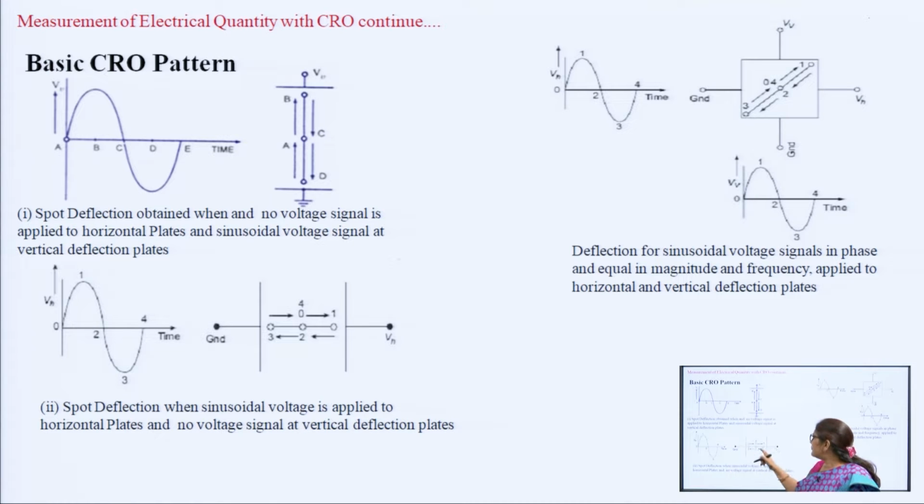Similarly, if we put a signal at the horizontal plate, but no signal at the vertical deflection plate, what will happen? There is no vertical movement of the electron beam, only the electron spot will move in the horizontal direction.